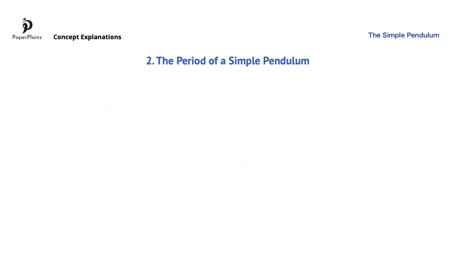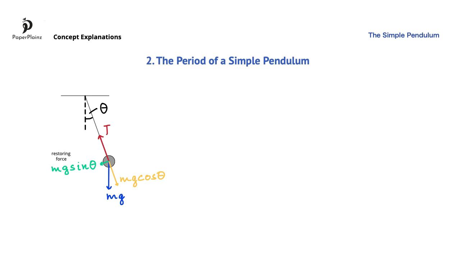Let's start with the force diagram for the pendulum when it is displaced from the equilibrium position. As we saw earlier, the restoring force is equal to mg sine theta. We can write that this is equal to m times a, where a is the acceleration due to the restoring force. For small angles, sine theta is equal to theta.